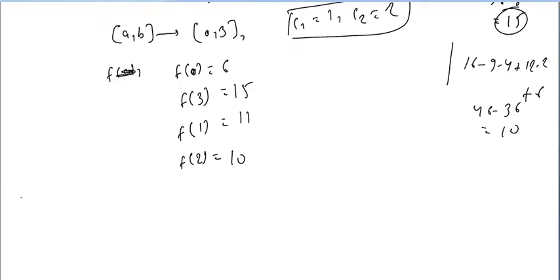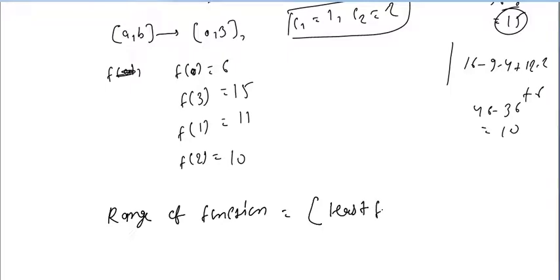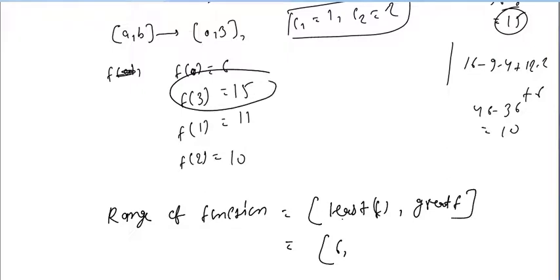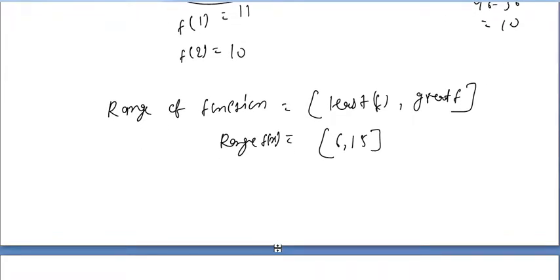So the rule says that the range of the function is from the least value of f to the greatest value of f. So our list is here. Just check: the least value is 6 and the greatest value of the function is f of 3, that is 15. So this is the range of the function f. Clear? This is the procedure for finding the range of a complicated function.